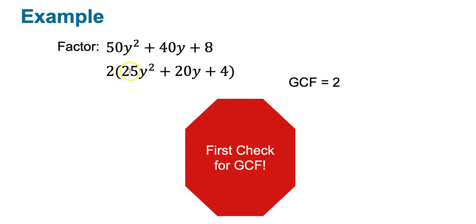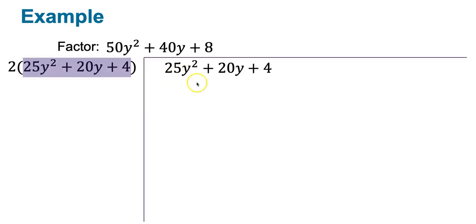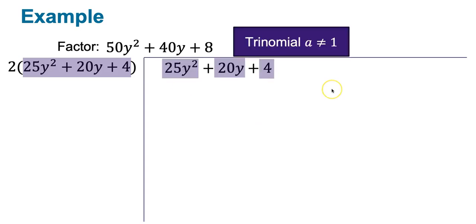We must check and see if we can factor the inside polynomial. Let's focus on just this inside polynomial for now. Once we find its factorization, we can go back to here to get our final answer. Looking at just this polynomial, we have to decide how many terms it has. It has 3 terms. Thus, it's a trinomial, and the leading coefficient is not 1.